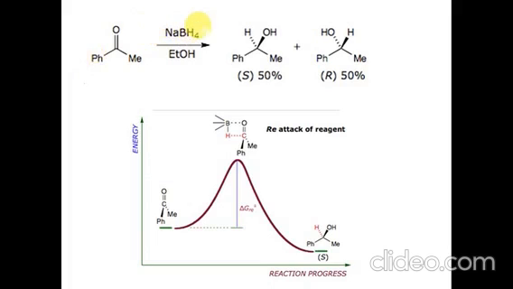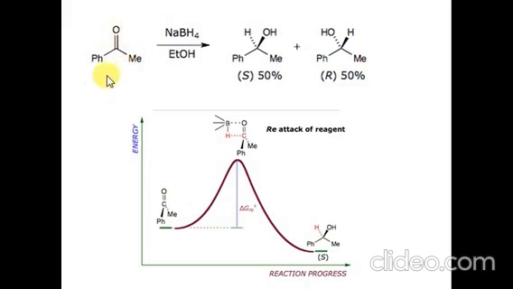So here we have sodium borohydride. What does sodium borohydride do? Sodium borohydride acts as a source of hydride ion, right? So here we have hydride, H negative. This hydride has to attack. Now this hydride can attack on this face or it can attack from the below face, right?